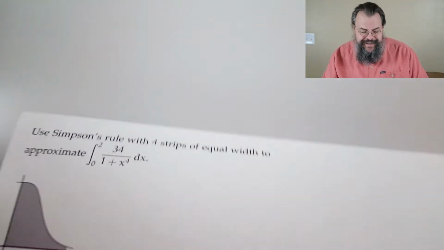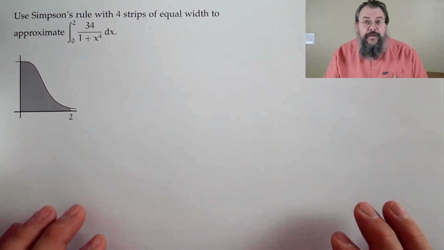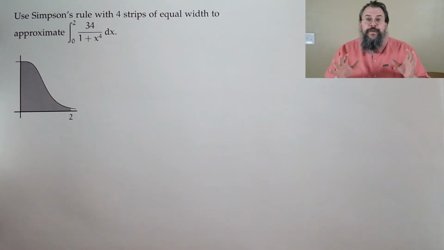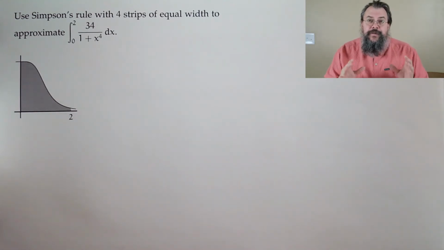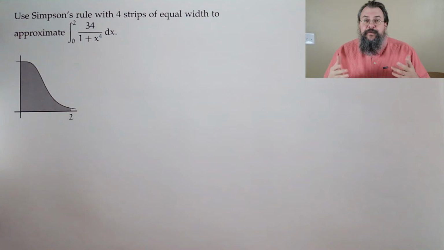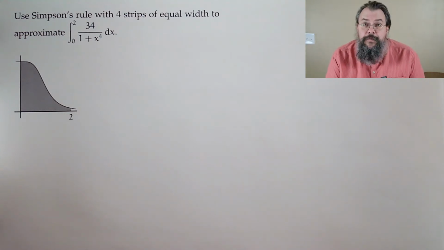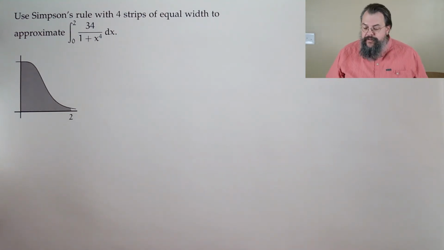On to our next problem. It's going to feel familiar. Use Simpson's rule with 4 strips of equal width to approximate the integral from 0 to 2 of 34 over 1 plus x to the 4th dx.